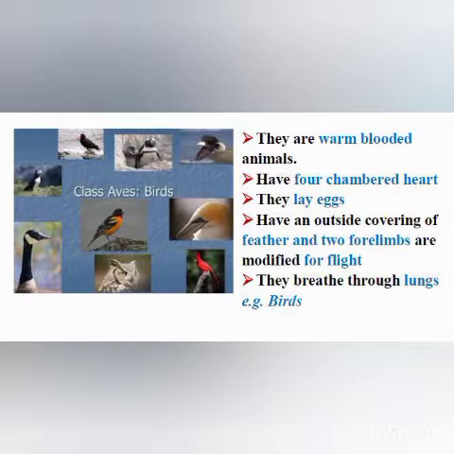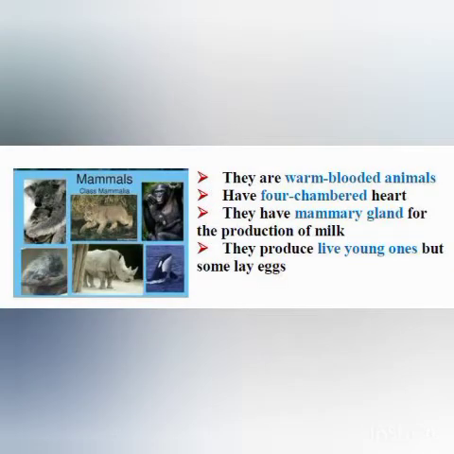Okay. They breathe through lungs. And examples are birds. Now, another is Mammalia. Class Mammalia. They are warm-blooded animals. All the mammalians are warm-blooded animals.